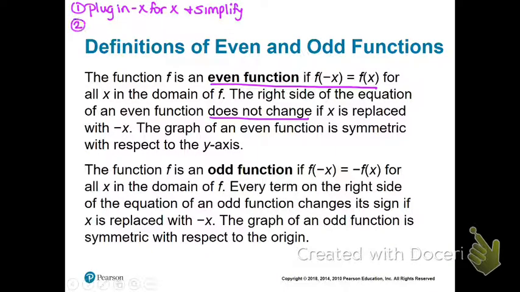Once we do that, we're going to compare our equation to the original. And by the original equation, I'm talking about the one that's given in the problem, okay? So we're going to plug in -x for x and simplify it. Then we're going to compare it to the original. If it did not change, which means if it is the same, it's an even function.